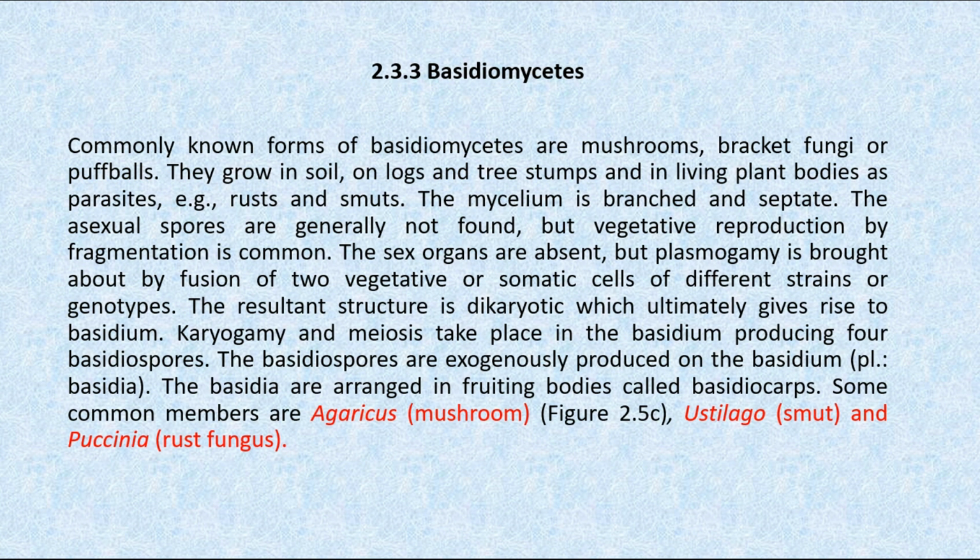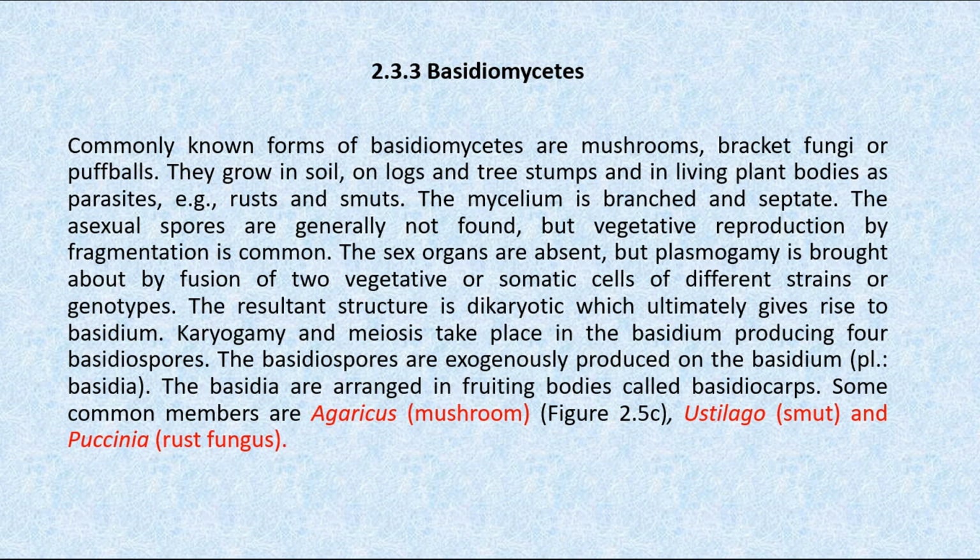Basidiomycetes. Commonly known forms of Basidiomycetes are mushrooms, bracket fungi, or puffballs. They grow in soil, on logs and tree stumps and in living plant bodies as parasites, e.g., rusts and smuts. The mycelium is branched and septate. The asexual spores are generally not found, but vegetative reproduction by fragmentation is common.